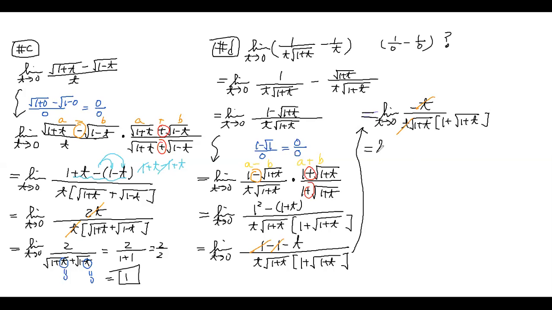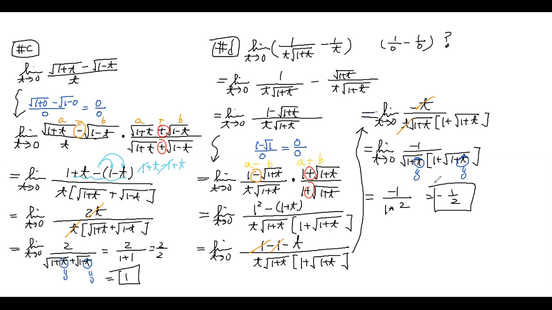So I'm going to have the limit as t approaches 0 of negative 1 over the square root of 1 plus t, times 1 plus the square root of 1 plus t. Now put t equal to 0 here. This is 0, this is 0. So it's negative 1 over 1 times 2, so it's negative 1/2. All right, and that's it.